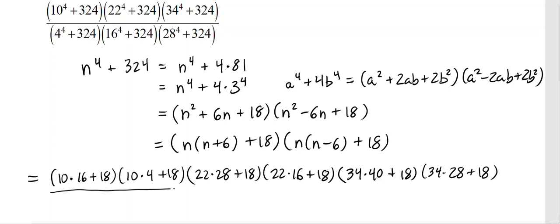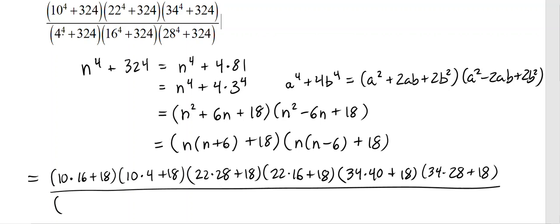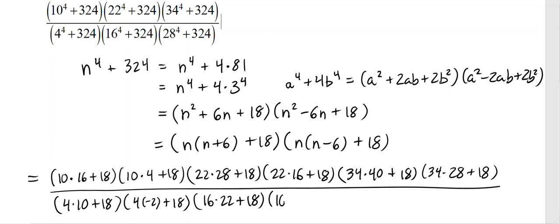So likewise, we factor the denominator. We begin with n equals 4, and we get 4 times 10 plus 18 times 4 times negative 2 plus 18. Then when n is 16, we get 16 times 22 plus 18 times 16 times 10 plus 18. And finally, when n is 28, we get 28 times 34 plus 18, and we get 28 times 22 plus 18.